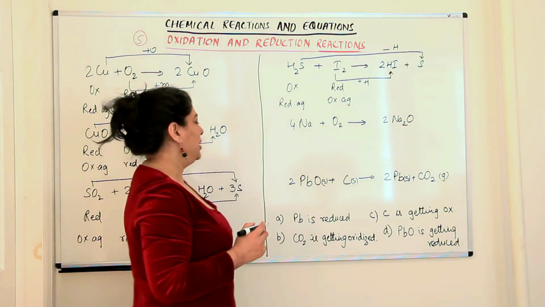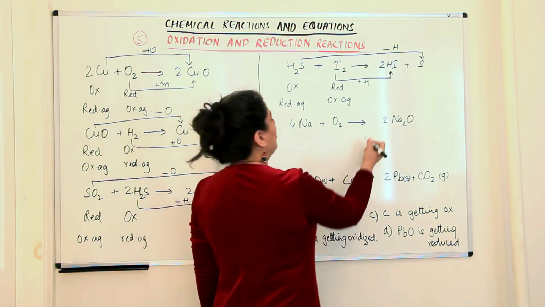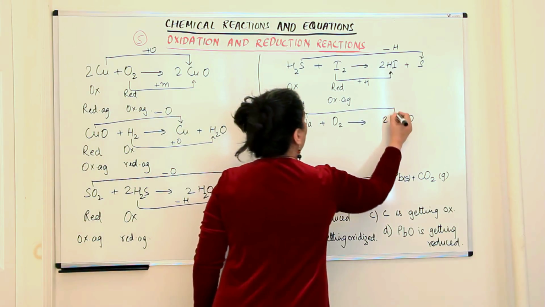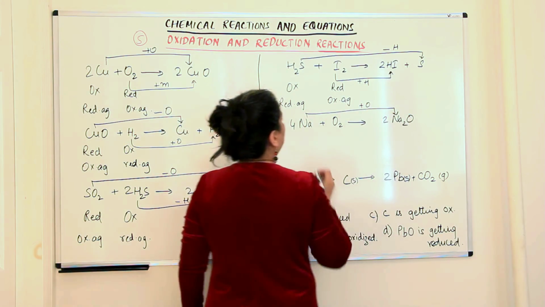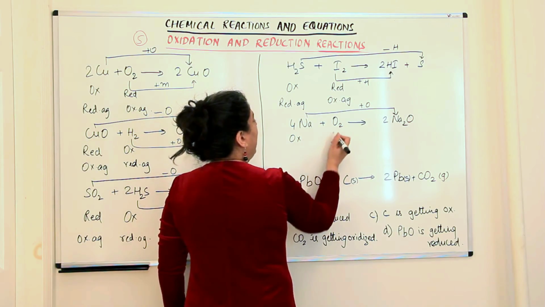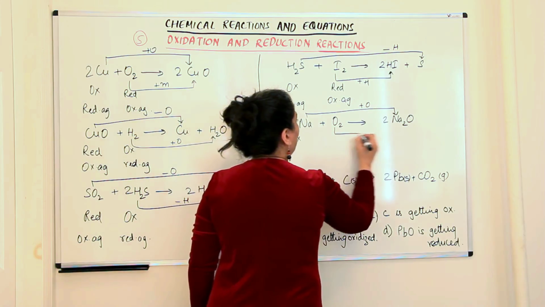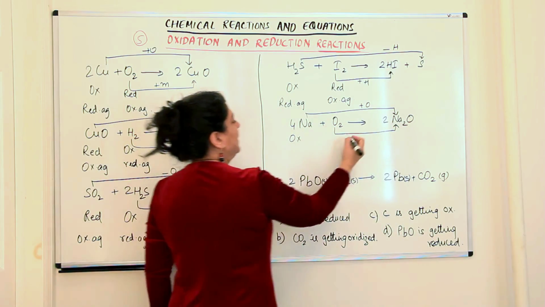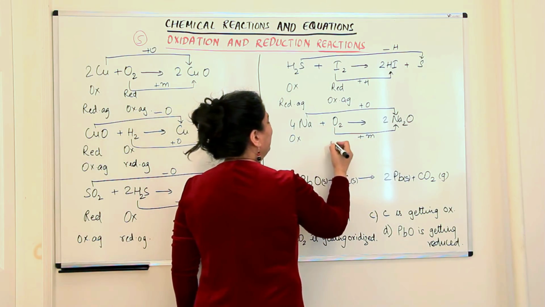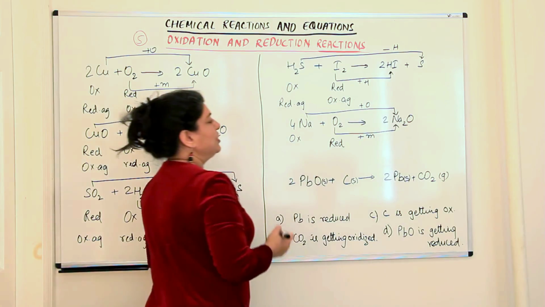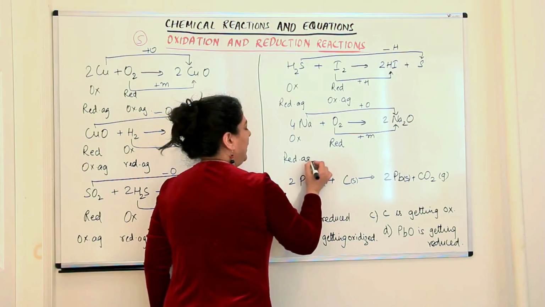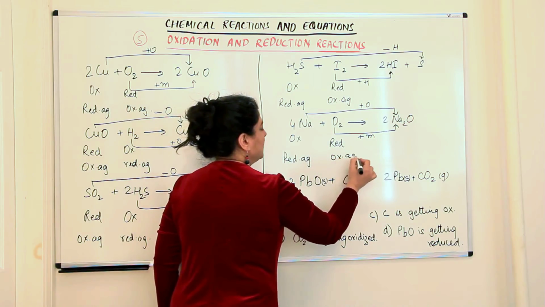And this is again a combination reaction. So you have 4 Na plus O2 would give you 2Na2O. What is happening to sodium? Oxygen is adding to sodium, right? So if oxygen is adding to sodium, it means sodium is getting oxidized. And what is happening to oxygen? Sodium is adding to oxygen. It means a metal is adding to oxygen, which means metal is positive, and therefore addition of positive charge means it is getting reduced. So this is the reducing agent, and this would be the oxidizing agent.